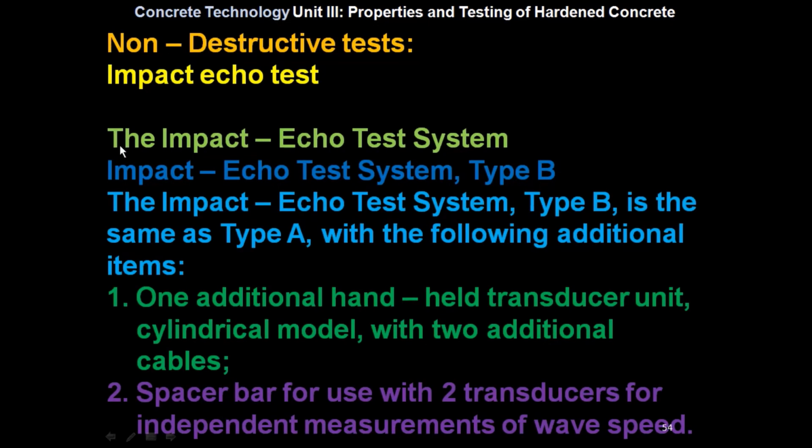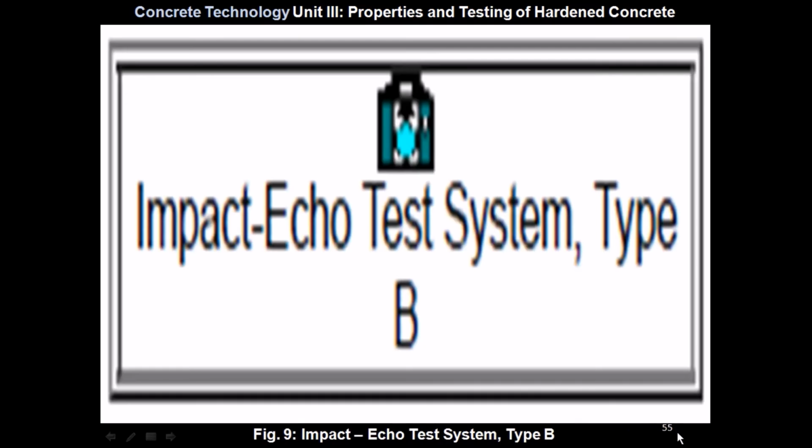So now we will see the impact echo test system type B. The impact echo test system type B is the same as type A with the following additional items. First is one additional handheld transducer unit, cylindrical model, with two additional cables, and second is the spacer bar for use with two transducers for independent measurement of wave speed. So here now we can see figure 9, impact echo test system type B.